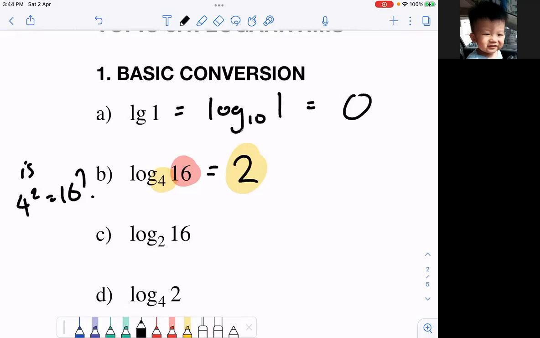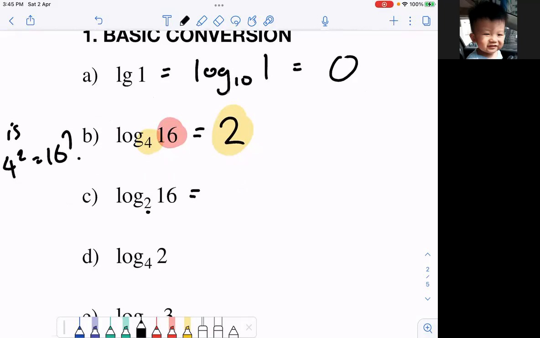Don't worry if you are struggling. It's a difficult concept. But let's keep trying. 2 to the what is 16? Four. Okay, Izan says 4. Y'all can agree or disagree.